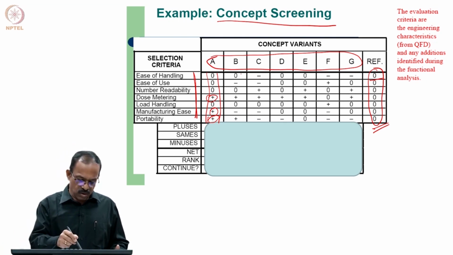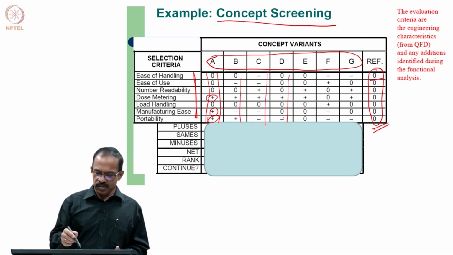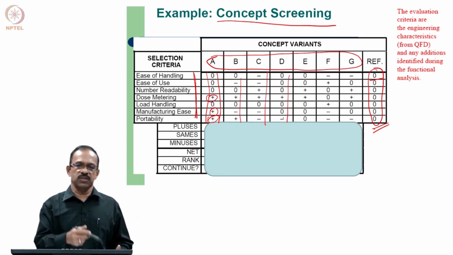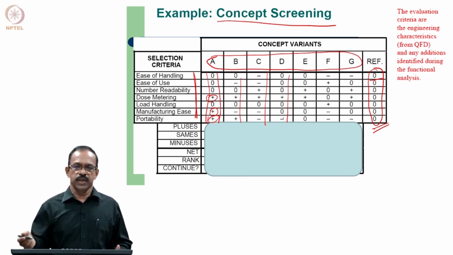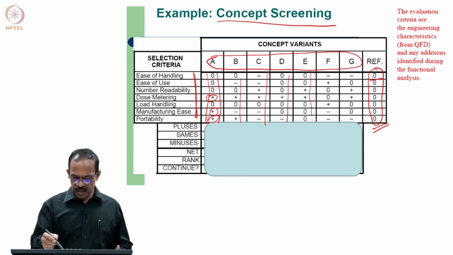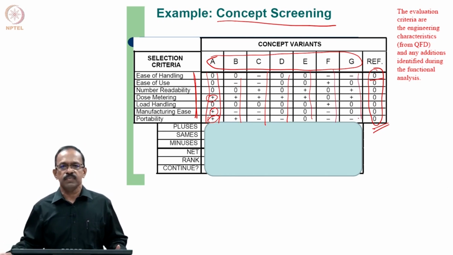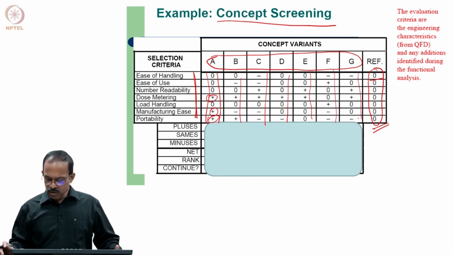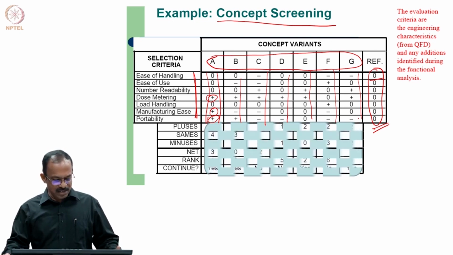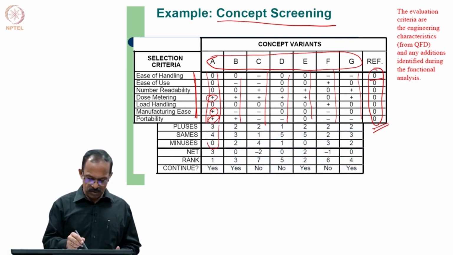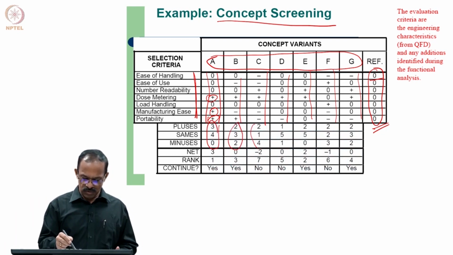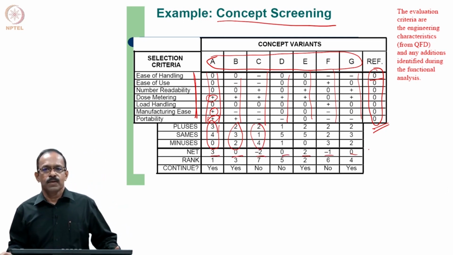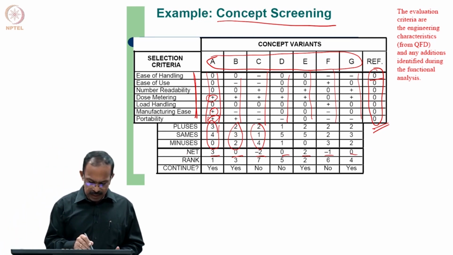In the same way, you can see each concept is given a plus, a minus or a 0. If it is the same you give a 0, if it is better you give a plus, if worse you give a minus, and you can rate all the concepts like this. Now, you look at the total plus, same and minus. So, you get these values here 3 4 0, 2 3 2, 2 1 4 etc. And you get the net as 3, 0, minus 2, 0, 2, minus 1, 0. So, that is the total net value.